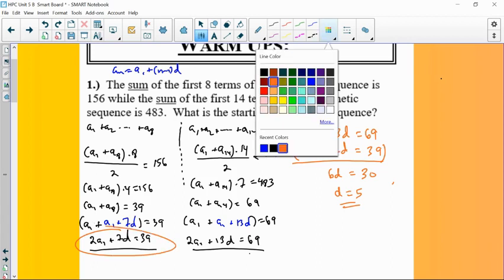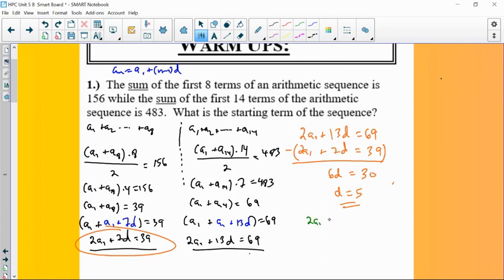So now, that's green color. So 2 of the first terms plus 7 of the differences, which we just found as 5, is equal to 39. That's a 35. Subtract that over. So 39 minus 35 is 4. So our first term is 2. It says, what is the starting term of the sequence? Oh, well, then that's nice. It's 2. So using that summation was useful, but then rewriting the last term as the first term plus n minus 1 of the differences.